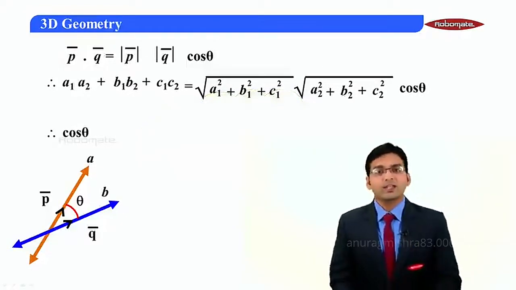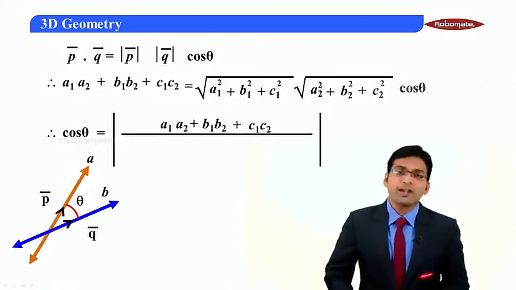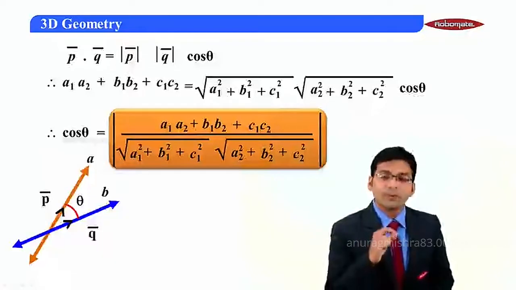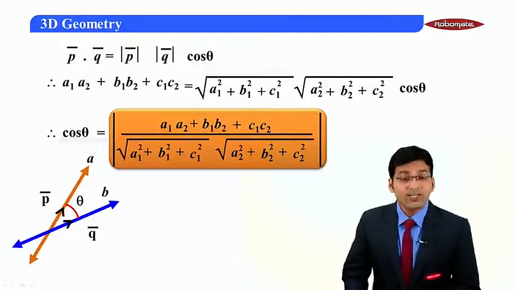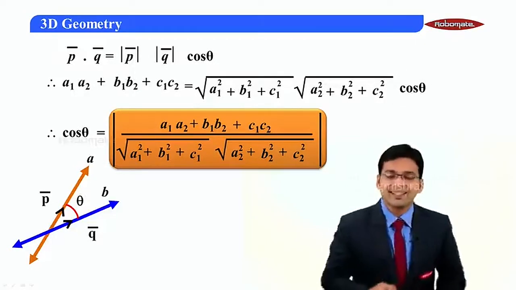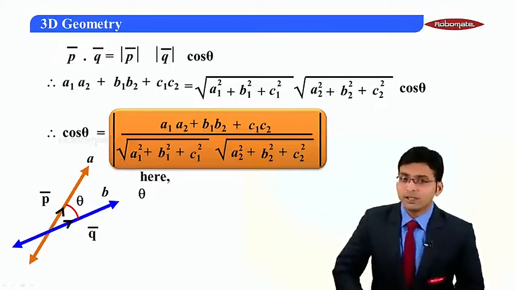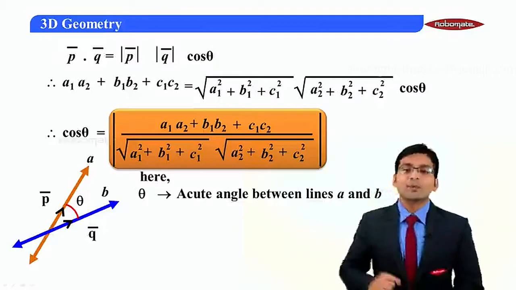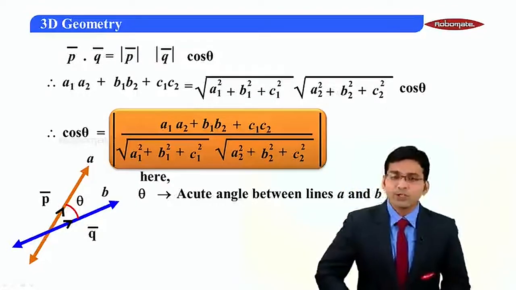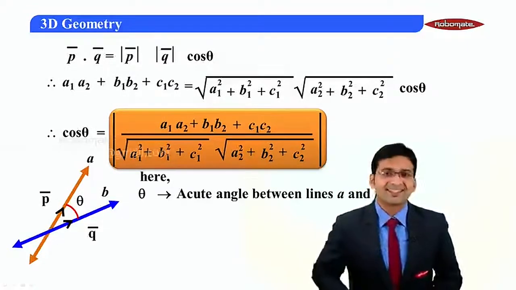So students, here we get cos theta as A1 A2 plus B1 B2 plus C1 C2 divided by root of A1 square plus B1 square plus C1 square into root of A2 square plus B2 square plus C2 square. So this expression gives again the angle between two lines, but this time in terms of A, B, C, that is direction ratios. Fine students, again we put this expression in mod because we say here theta is the acute angle between the lines A and B. So whenever we need an acute angle, we put it in mod. Fine students, so here we saw in this module how to calculate the angle between two lines in two methods. Alright, thank you.